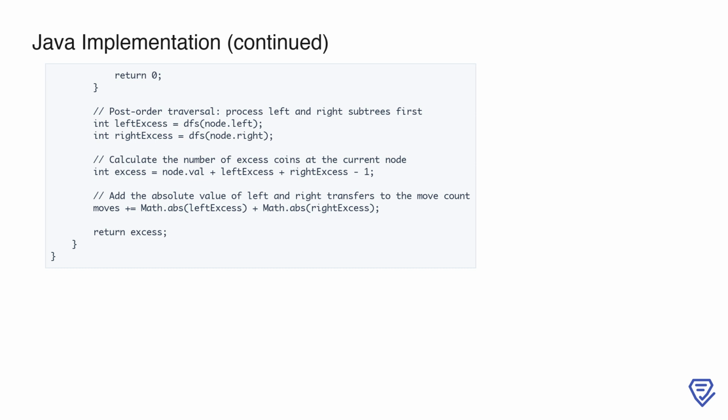At this point, we calculate the excess coins at the current node using the formula, the node's value plus the left and right excesses, minus 1. The subtraction of 1 accounts for the fact that each node needs to retain exactly 1 coin for itself. To update the total number of moves, we add the absolute values of left excess and right excess to the moves counter. This ensures we're accounting for the coins moved both to and from the left and right subtrees. Finally, we return the calculated excess to the parent node, allowing the recursion to propagate this information up the tree.